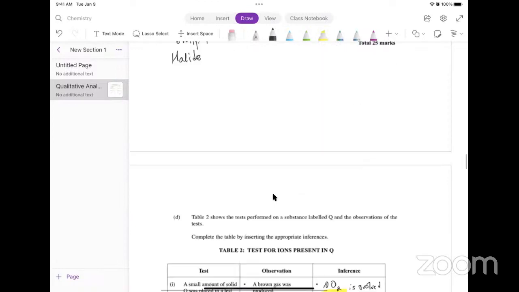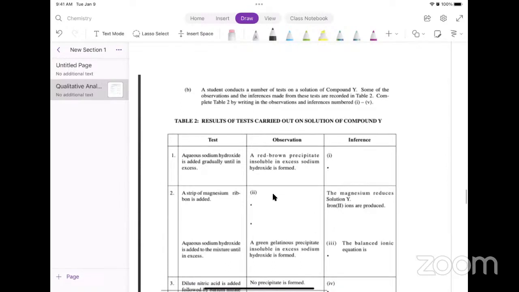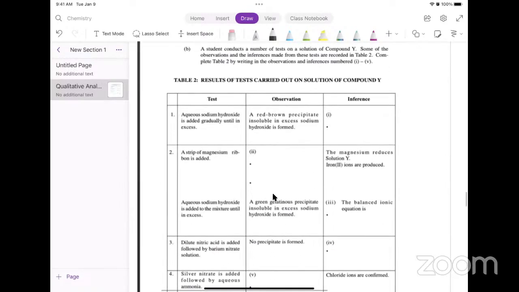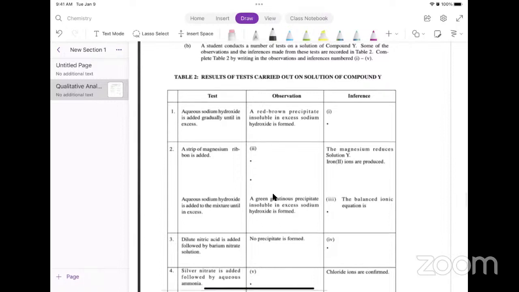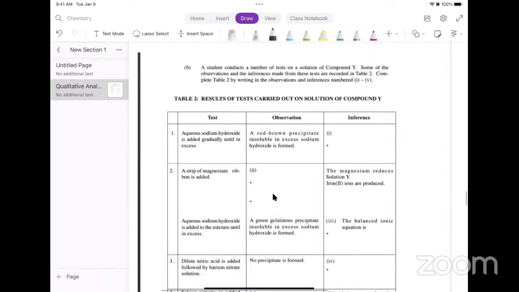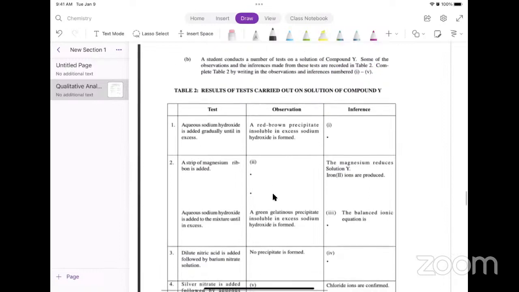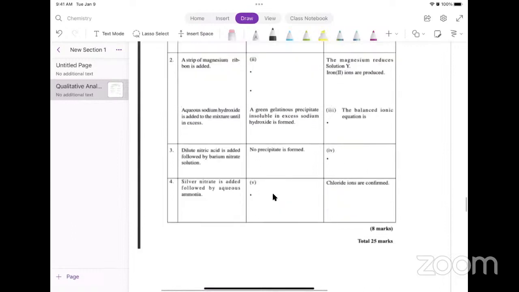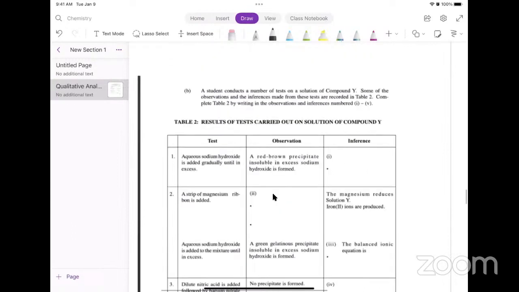All right. So students conduct a number of tests on a solution of compound Y. Some of the observations and the inferences made from these tests are recorded in table 2. Complete table 2 by writing in the observations and inferences numbers 1 to 5. Okay, so this time they give you exactly what you want to see. It's 8 marks again. Most of them are 8 marks, as I said.